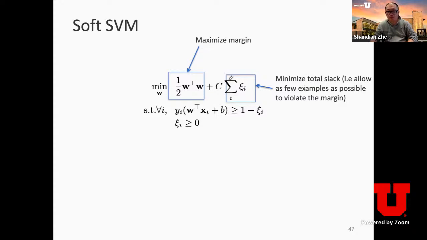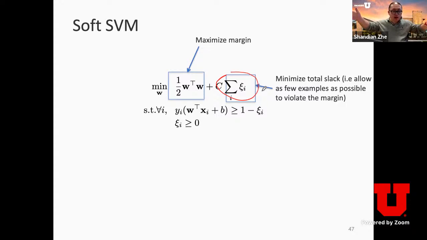If you don't add this term, it encourages you to exclude most of the training examples. You allow them to break into the margin. You only find the margin for a very small subset of examples.